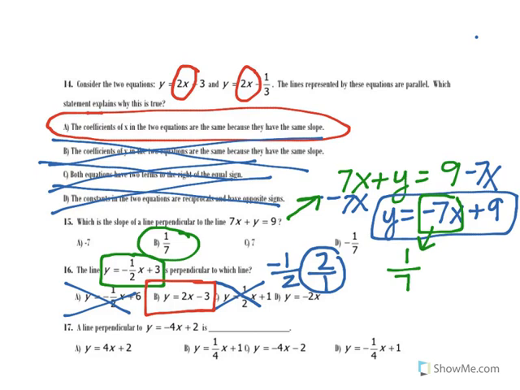Number 17 says a line perpendicular to y equals negative 4x plus 2 is, so we want to again find a line that's perpendicular. The slope for y equals negative 4x is actually negative 4/1. To find something perpendicular, it has to be flipped and positive. So we want a slope of 1/4 positive. So the answer is B. Good.